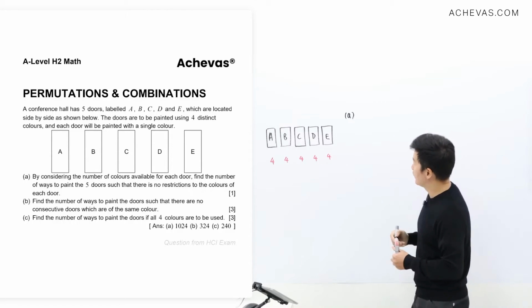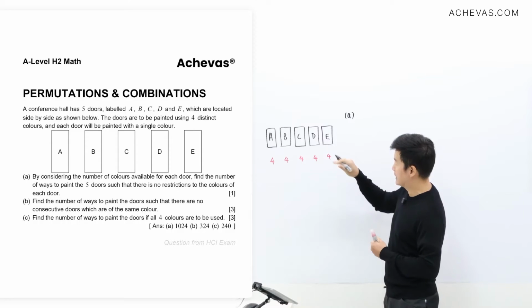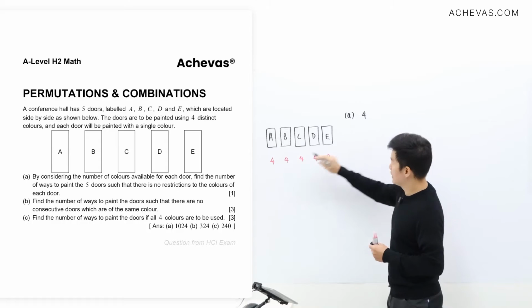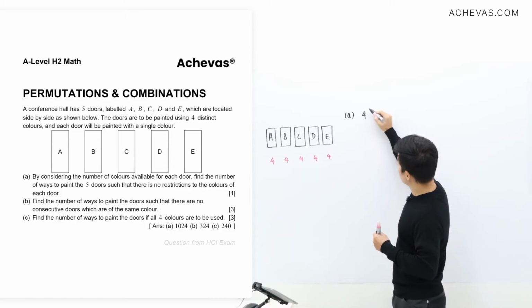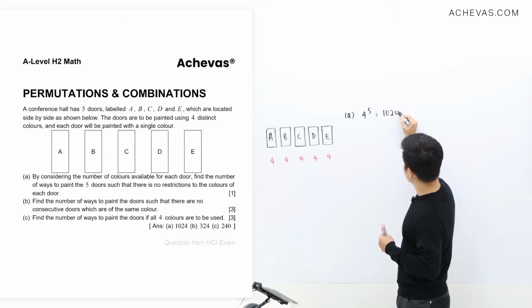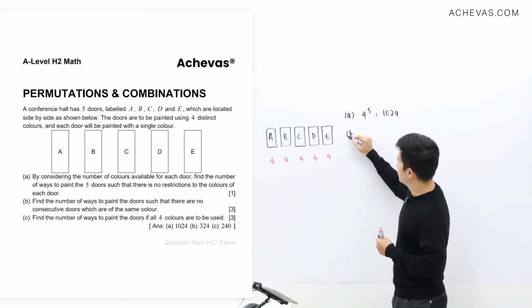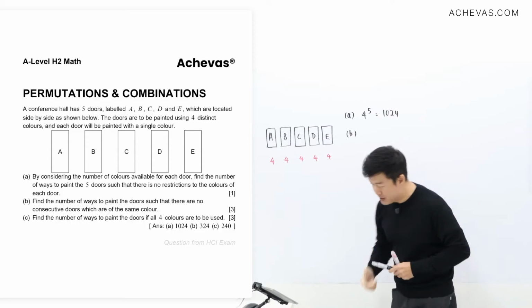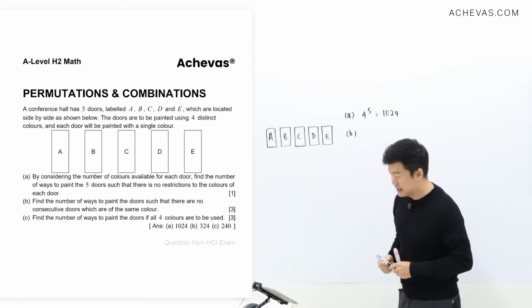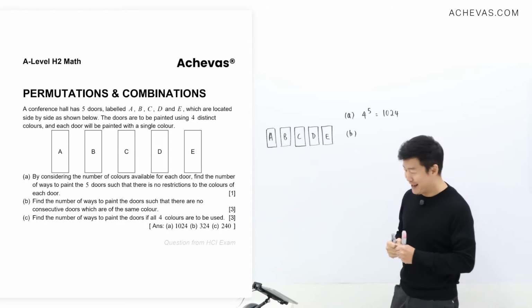So the number of ways for us to be painting these 5 doors using any of the colors will be 4 times 4 times 4 all the way. So it will be 4 to the power of 5, and this is going to be equal to 1024.